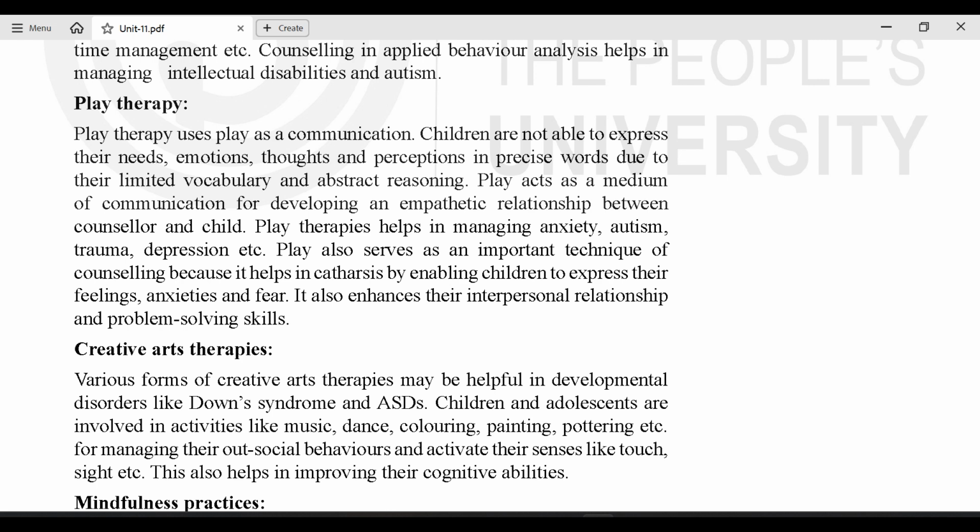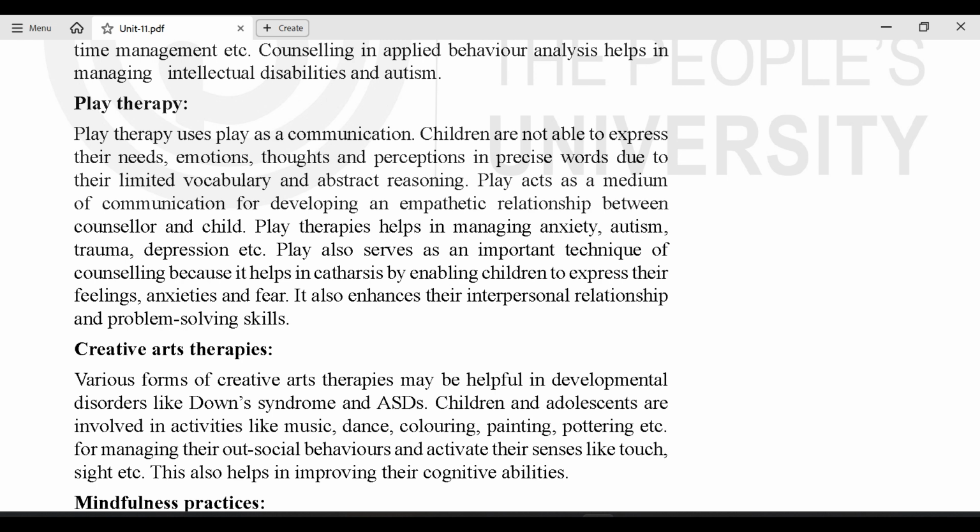Creative arts therapies. Various forms of creative arts therapies may be helpful in developmental disorders like Down syndrome and ASDs. Children and adolescents are involved in activities like music, dance, coloring, painting, pottery, etc. for managing their social behaviors and activate their senses like touch, sight, etc. This also helps in improving their cognitive abilities.